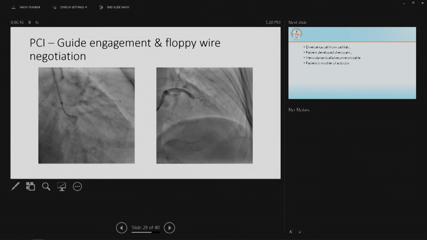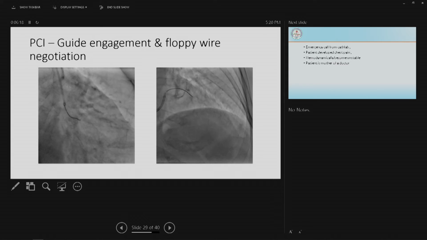The right side is normal, and the performer wanted to do the left circumflex, and he was trying the left circumflex, and you see in the first cine on the left side, both left circumflex and LAD are closed. Just distal to the wire, the left circumflex, and from the mid LAD, both are closed.